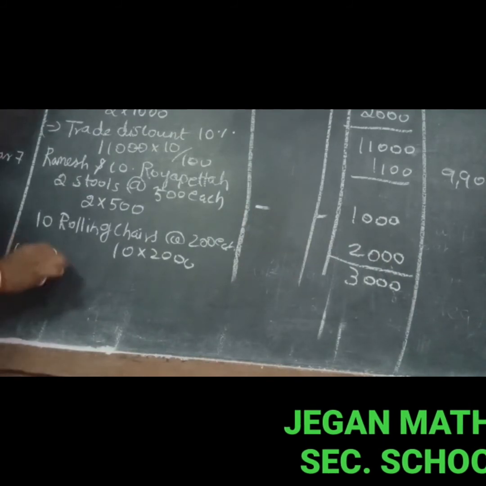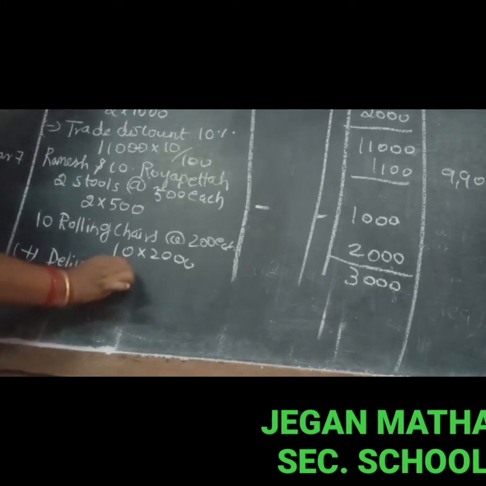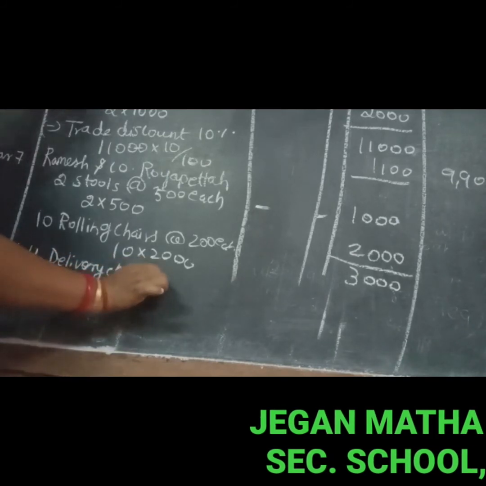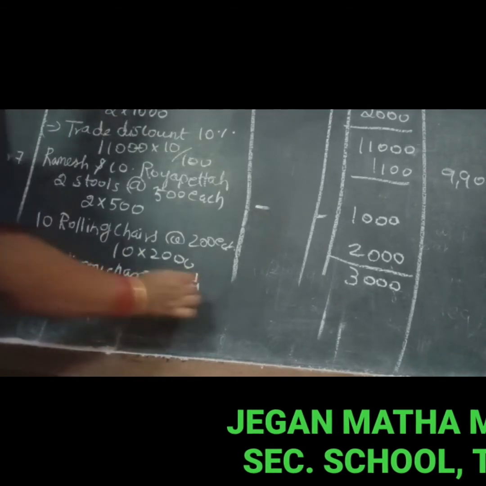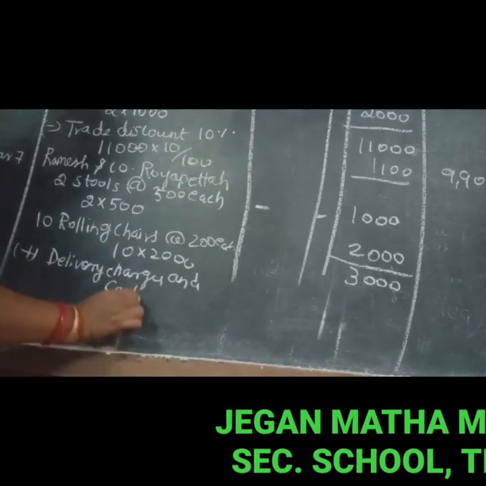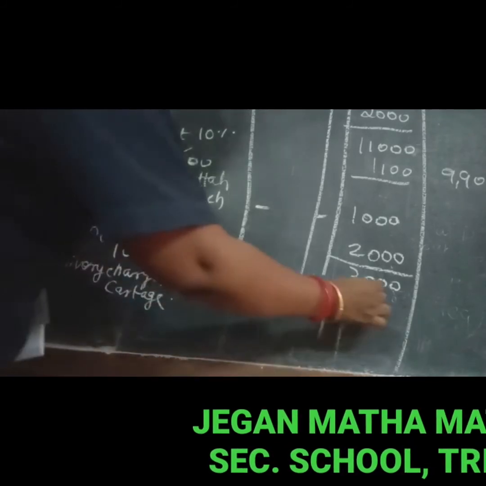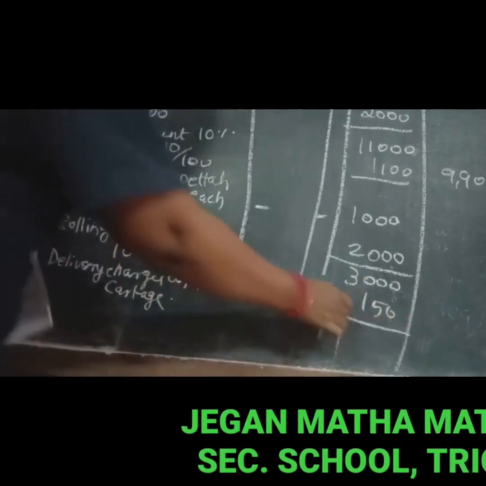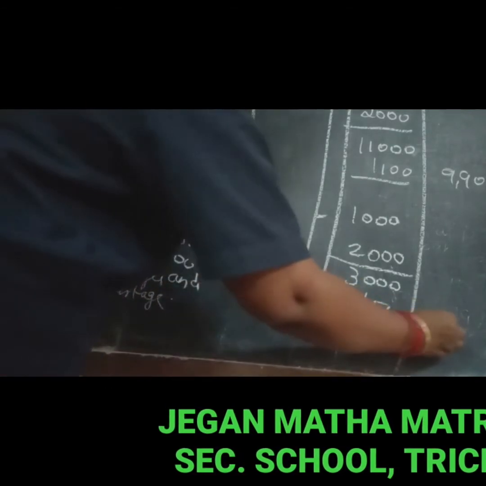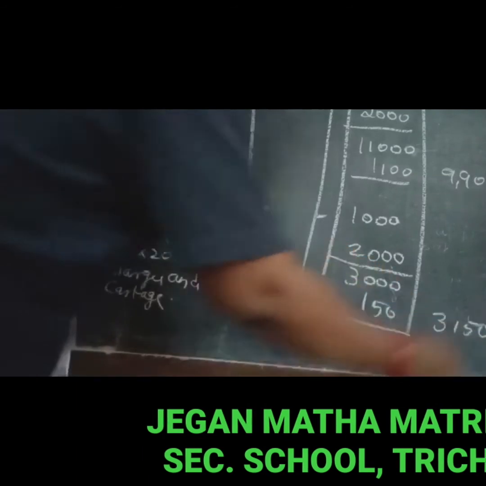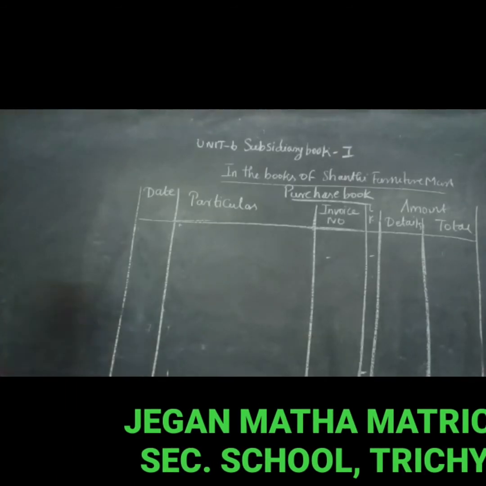Add delivery charges and the cartage, 150 rupees. So 3,000 plus 150, total 3,150. So March 7 is over. Next, come to the next one.